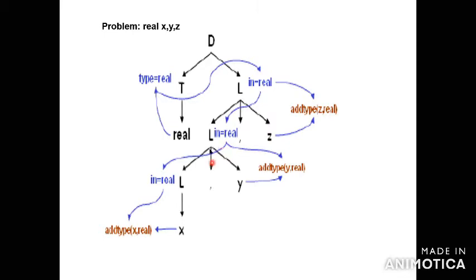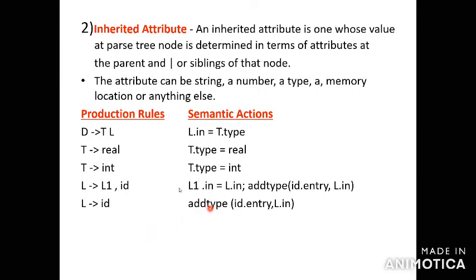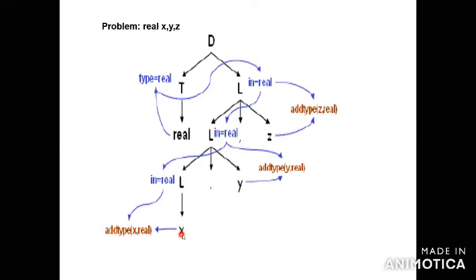Next, again we have three identifiers x, y and z. So this is for L tends to L comma id, for the first identifier. Then you can draw the tree format for L tends to L comma id. Again, only one id is enough, so here L can be changed to id. L tends to id. The id can be changed to the identifier x.